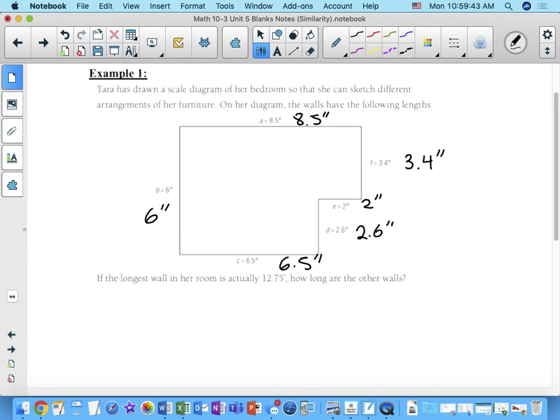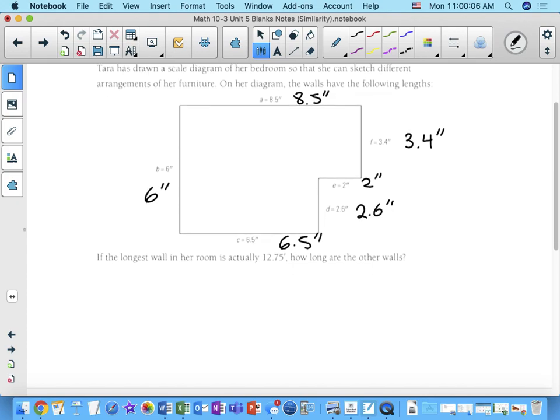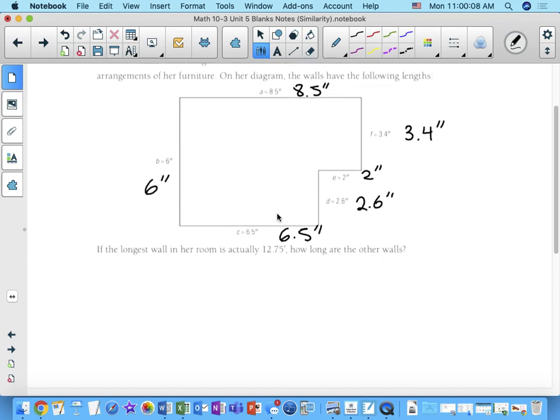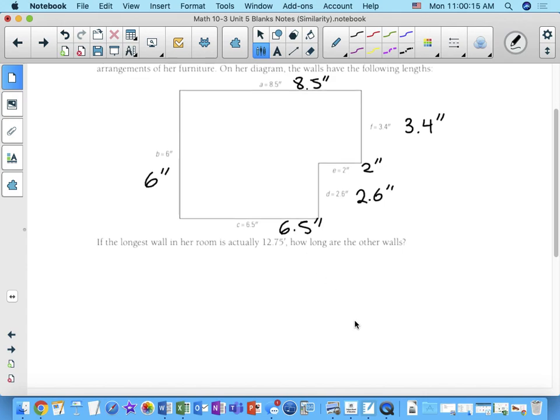Tara has drawn a scaled diagram of her bedroom so that she can sketch different arrangements of her furniture. On her diagram, the walls have the following lengths. So this is what she's drawn on a piece of paper. This length is 8.5 inches, this length over here is 3.4, etc. Here's the question. If the longest wall in her room is actually 12.75 feet, how long are the other walls?